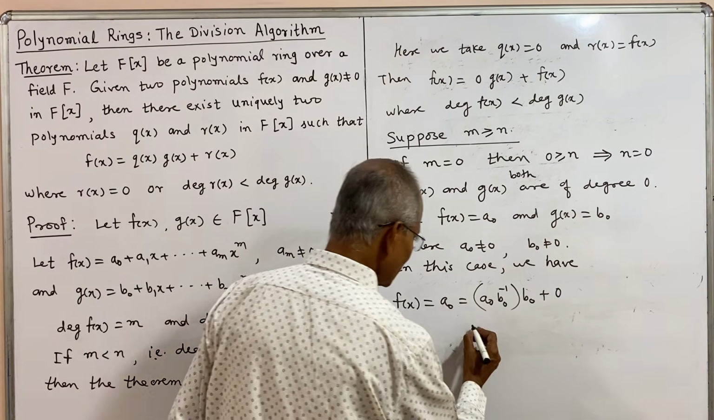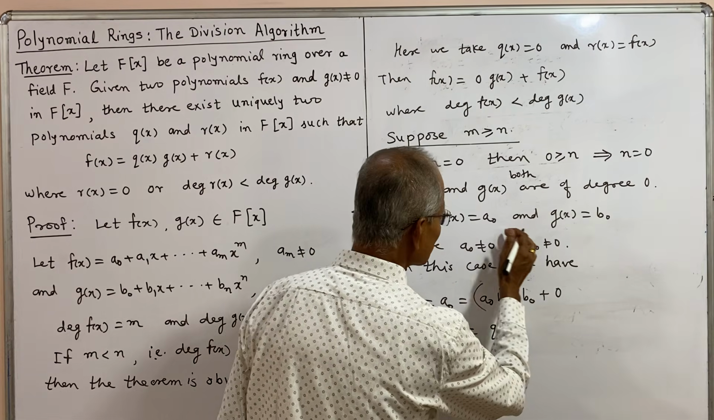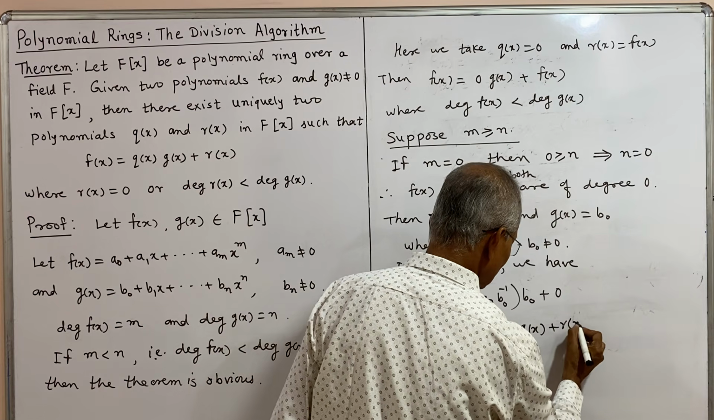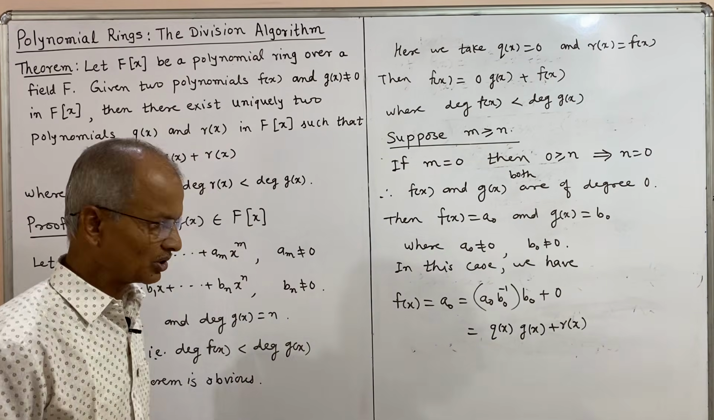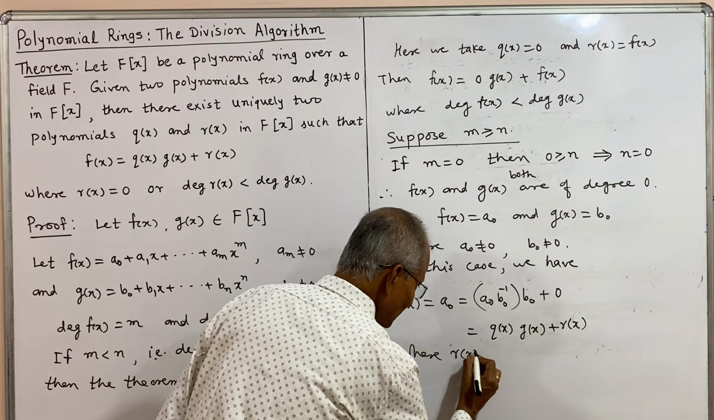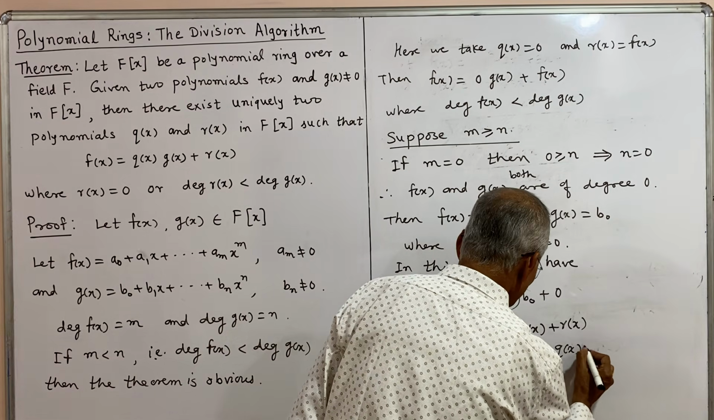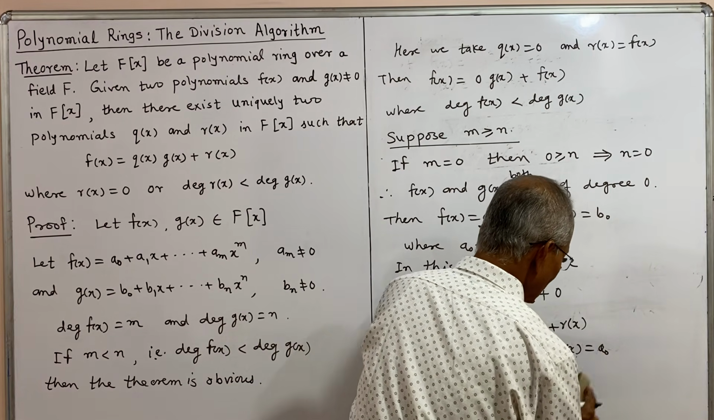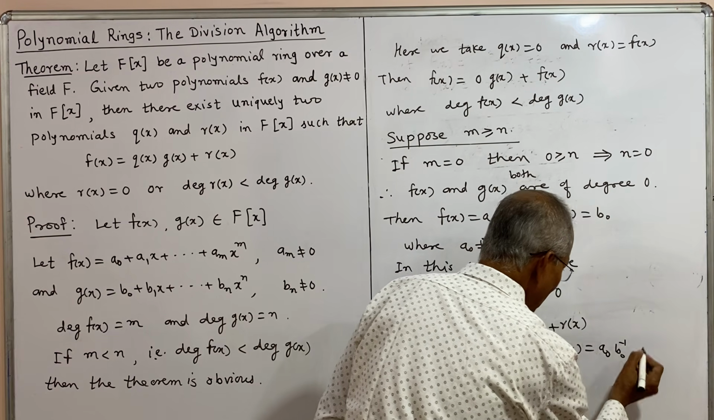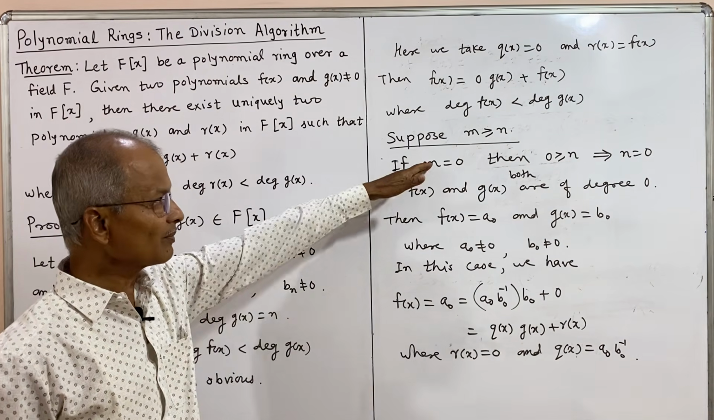That is, this can be taken as q(x), and b naught is g(x), and this is r(x). The remainder is 0, where r(x) is equal to 0 and q(x) is equal to a naught into inverse of b naught. Hence, the theorem is true when m is equal to 0. So, this proves the theorem for m equal to 0.